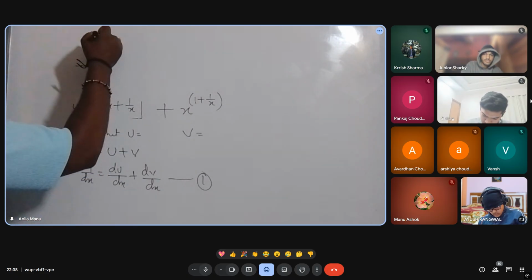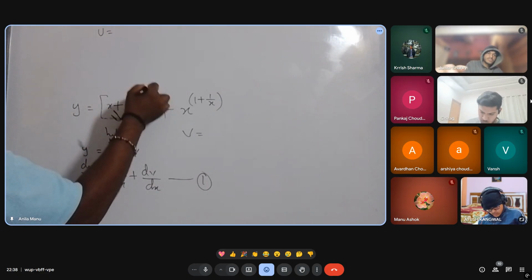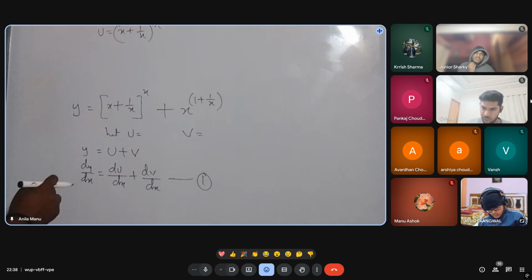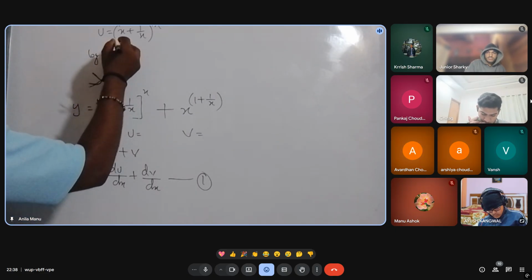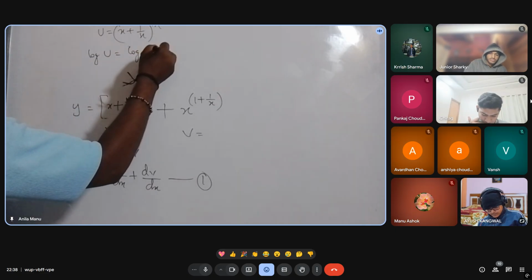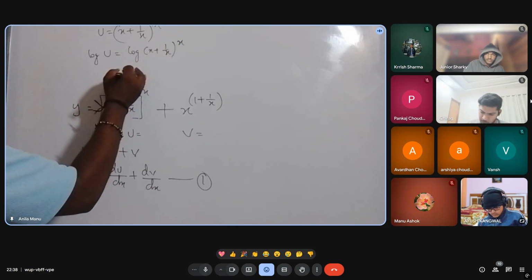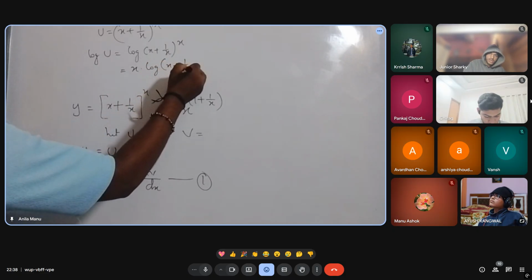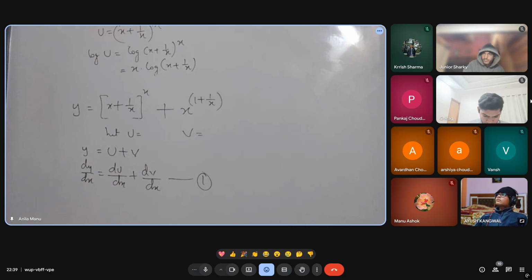Okay, so here the first one, if you consider u is (x plus 1 by x) raised to x, function raised to function. So take logarithm on both sides, right? Yes, sir. So log u is equal to log of (x plus 1 by x) raised to x. Log m raised to n, its result is n into log m. So we get x into log of (x plus 1 by x). Correct, right?